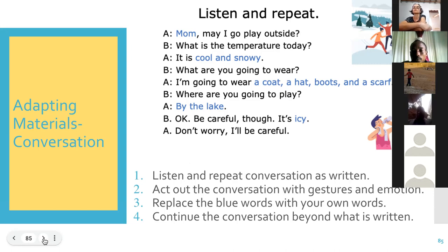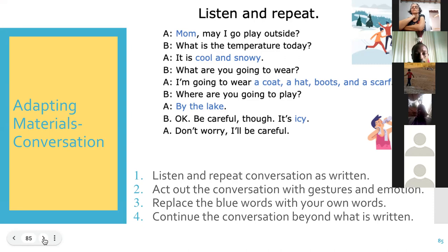If you want to make it a little more challenging, number 2, act out the conversation with gestures and emotions. You can have the students come up to the front of the class, and one is the child and one is the mother. Maybe one gets down on his knees to be shorter as the child. And then, Mom, may I go out to play today? Really ham it up, put some fun into it, and do the actions.